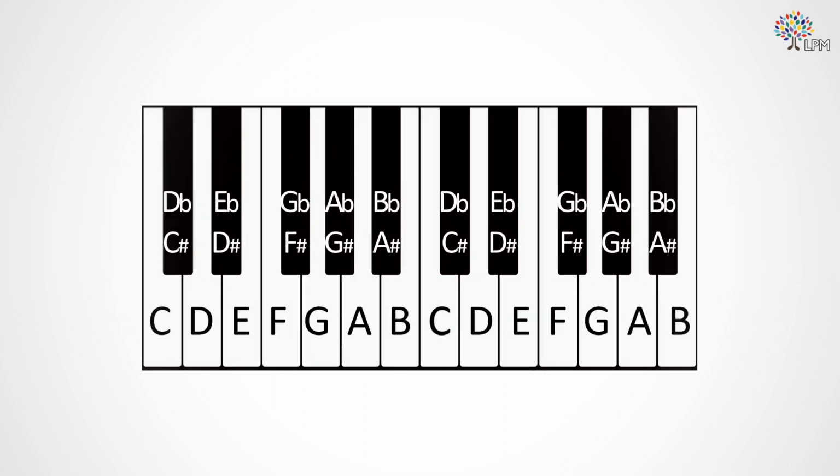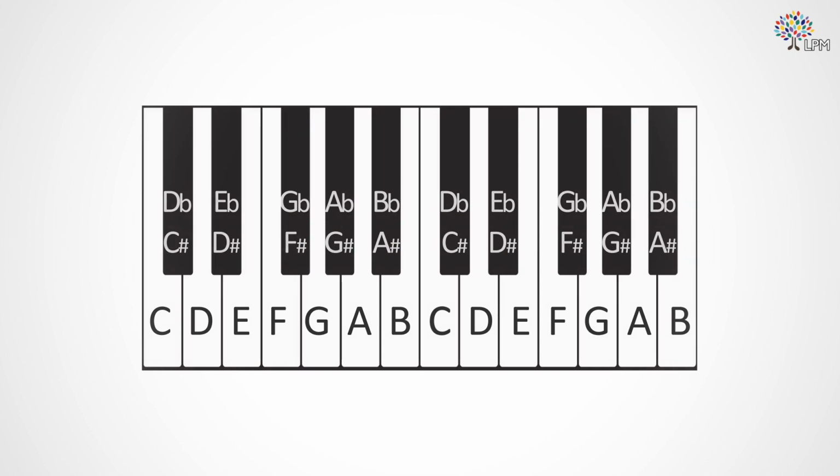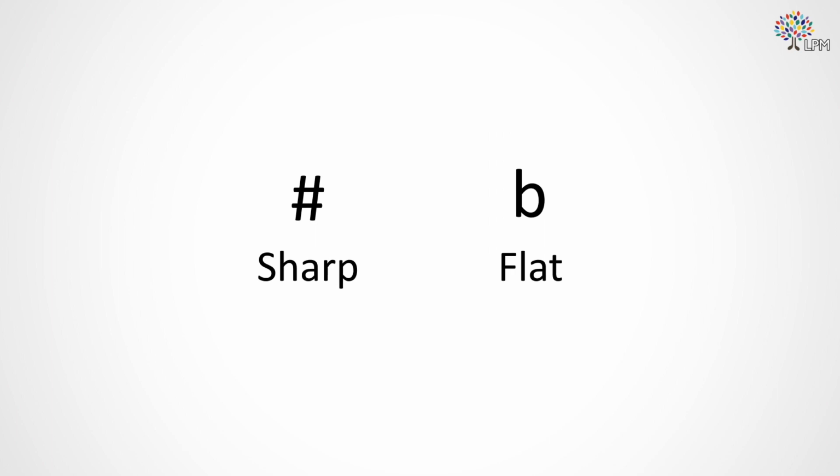And here are the keys with their labels. Notice how the black keys have 2 names. Because the white keys get the standard letter names, we use sharp and flat to get to the black ones. Yes, the sharp looks like a hashtag and the flat looks like an odd B.